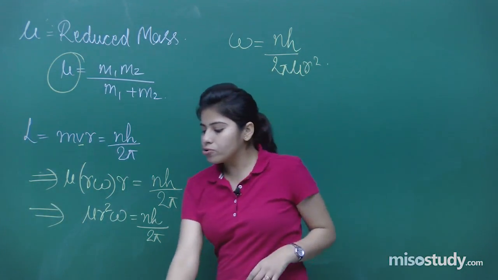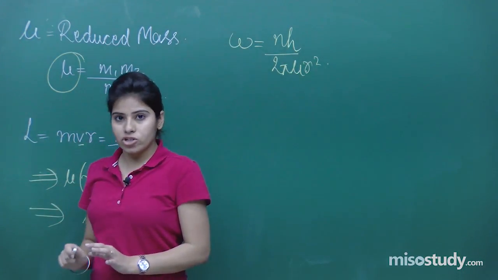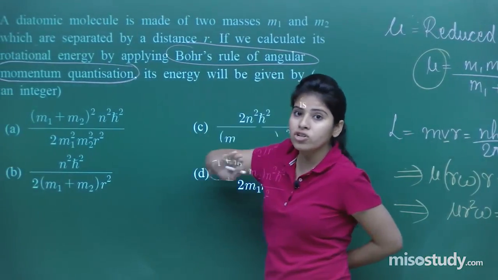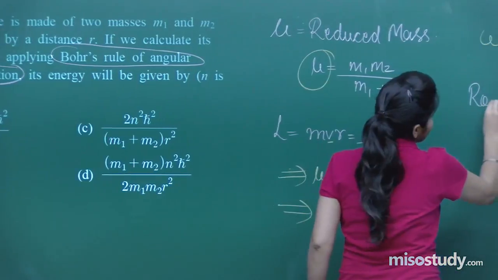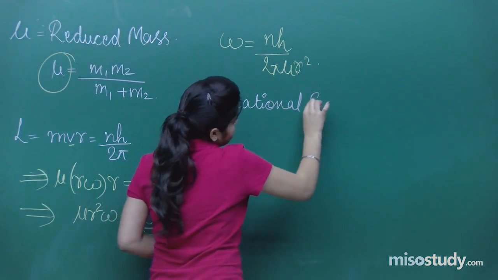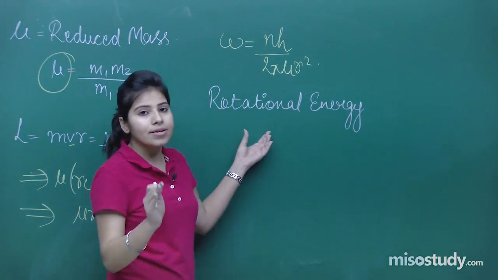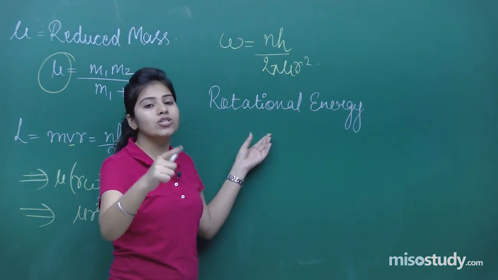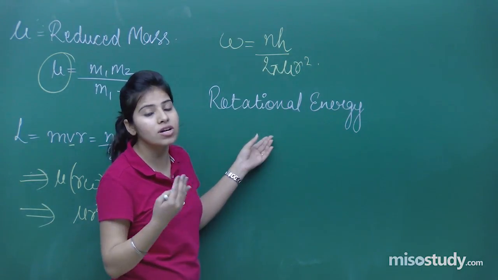And now because I have to find out the value of energy, the rotational energy, you can see over here what we have to calculate, the rotational energy. So your rotational energy, the formula for that will be... As we know that the kinetic energy is half mv square. So from that you are going to find by your own what will be the rotational kinetic energy.